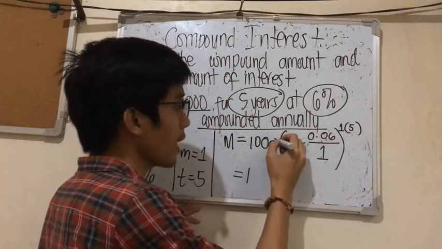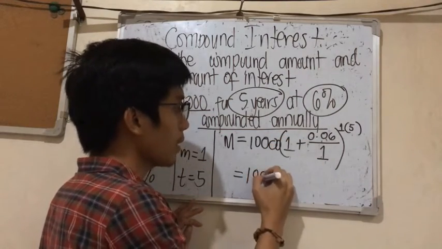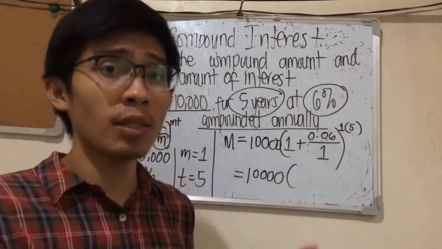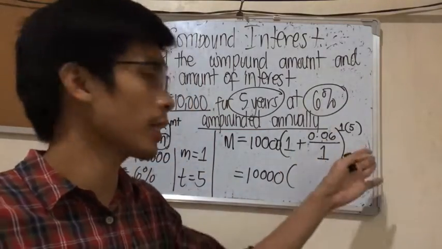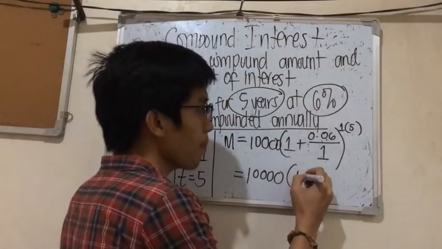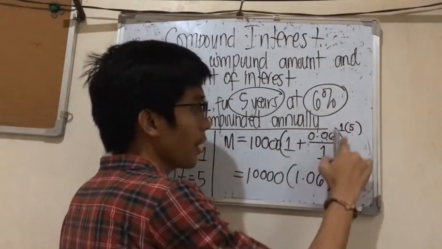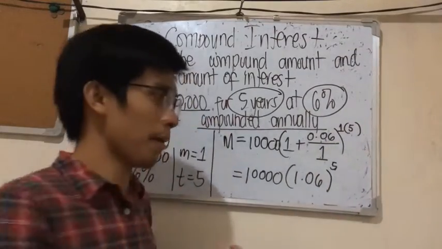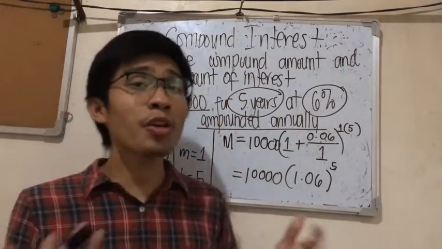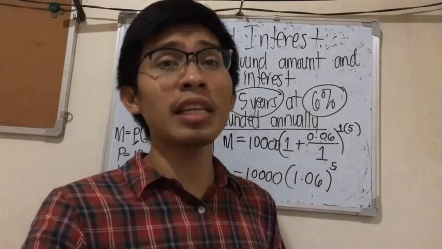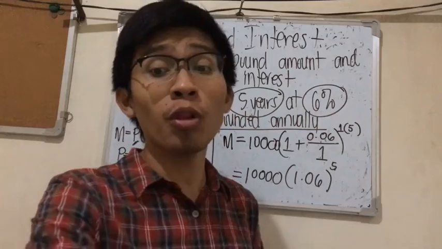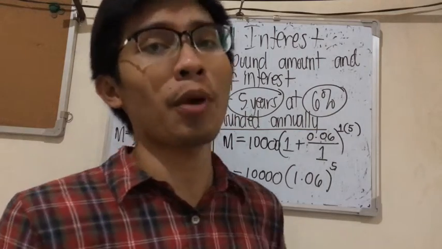So this is 10,000. 0.06 divided by 1 is still 0.06. Plus 1, that is 1.06, raised to the power of 1 times 5, that is 5. While you are solving this problem, you need a calculator, because it will really help you solve the problem.